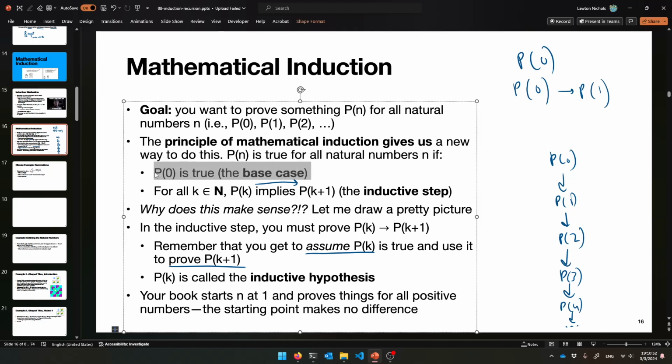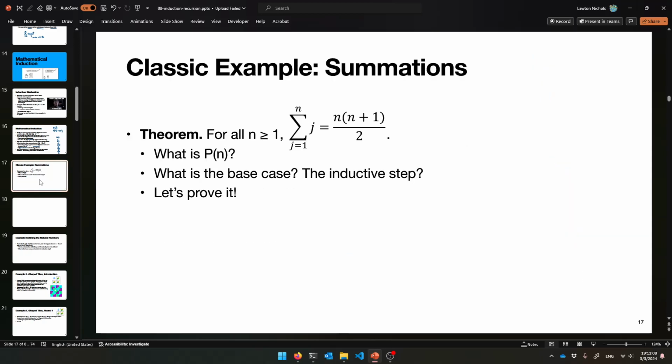You got these two pieces. The base case, got to prove that. Got to show that the inductive step also works. And in proving the inductive step, you get to assume P of k as you're trying to prove P of k plus 1. And P of k, that assumption, is called your inductive hypothesis, right? So you'll be using the inductive hypothesis.